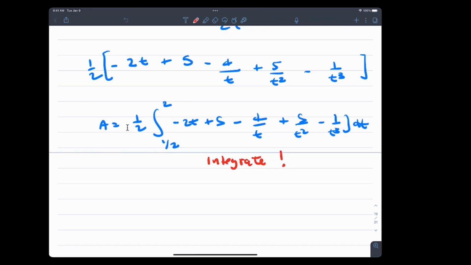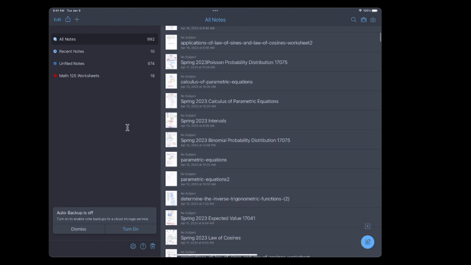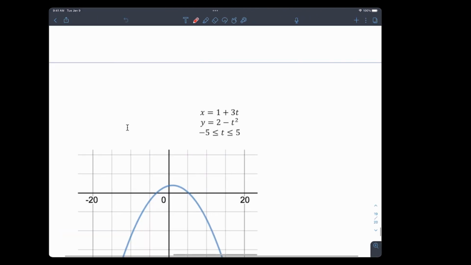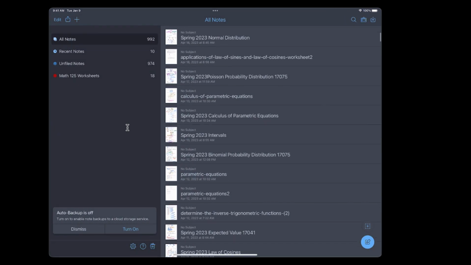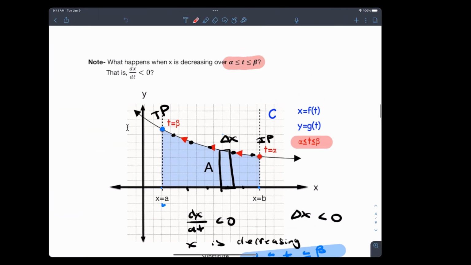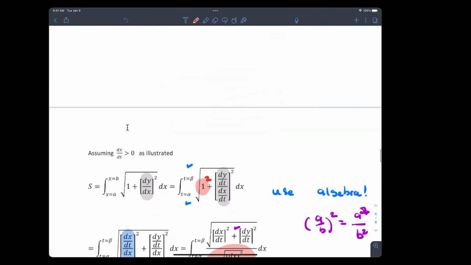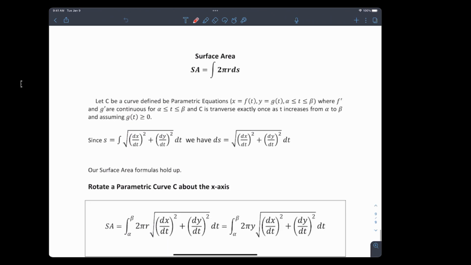Oops. It's in the notes. Where are you? That's not it. I got to find it. Okay. I'm looking on my iPad, and I'm going to transition here. So let's go through that.